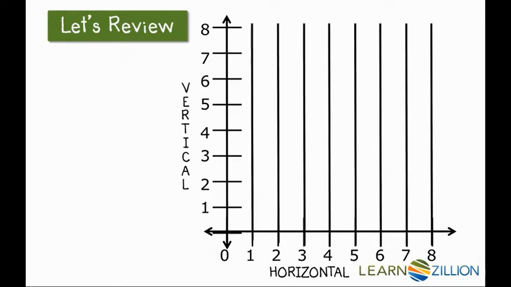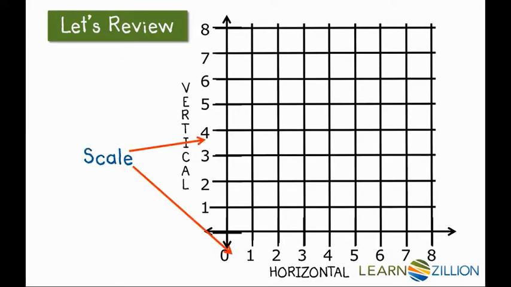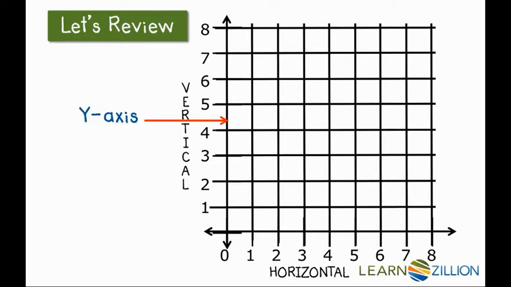Each of the grid lines is numbered. The numbers are called the scale. The horizontal number line is called the x-axis, and the vertical number line is known as the y-axis. You also know that axes is plural for the two perpendicular number lines used for locating points, and that where the two perpendicular lines intersect is called the point of origin.